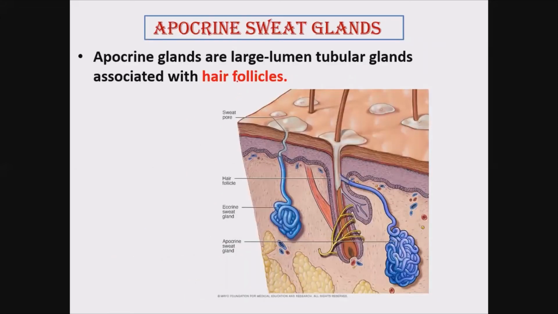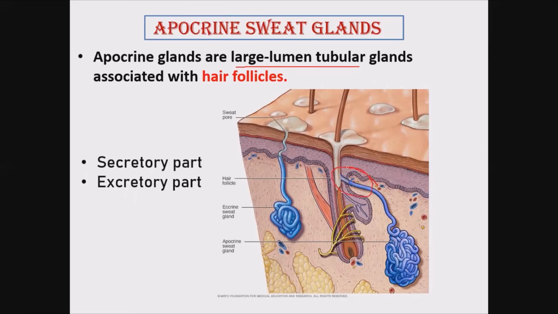Apocrine sweat glands have a larger lumen, larger tubular glands, again coiled tubular glands, and they also have the excretory and the secretory part. The important thing is that the duct part, the excretory part, is opening into the hair follicle. So they are associated with hair follicles. They are not going onto the surface directly. This is your apocrine sweat gland. The secretory part of both is located deeper, usually in the deep dermis.